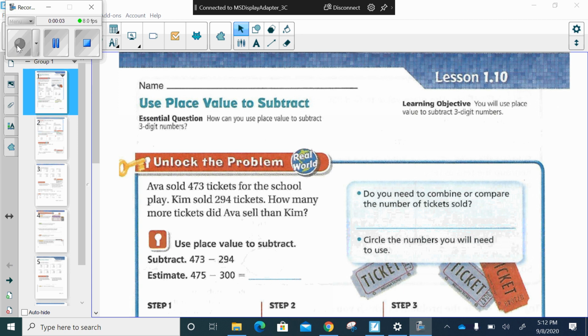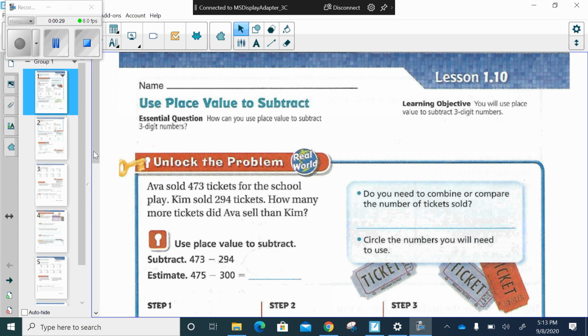Here we go. We are getting ready to do lesson 1.10. We are subtracting. This is the way that we know how to subtract, the way we are most comfortable with. This lesson should go very well today. We're going to use place value to subtract. Our learning objective is you will use place value to subtract 3-digit numbers.